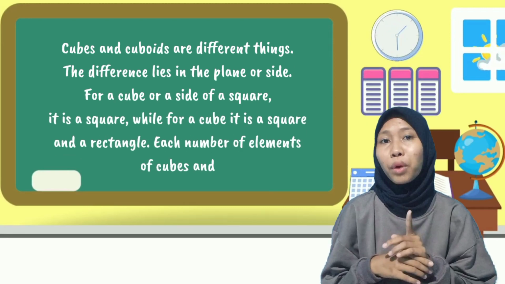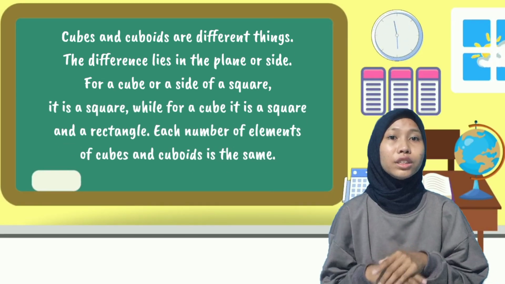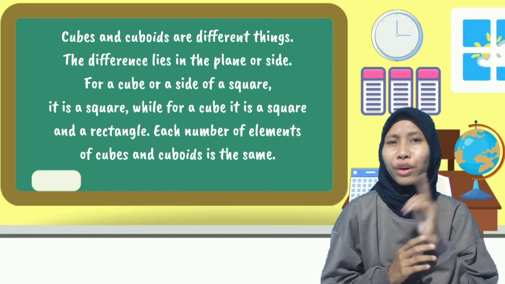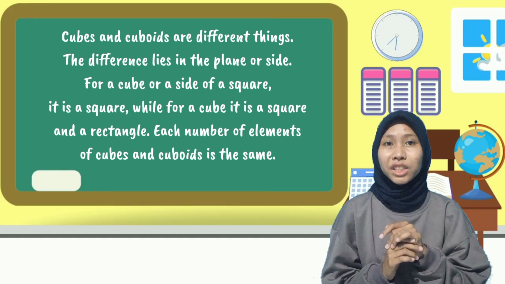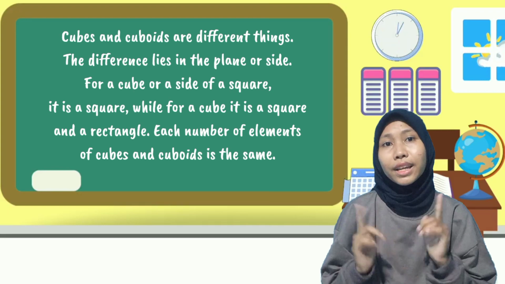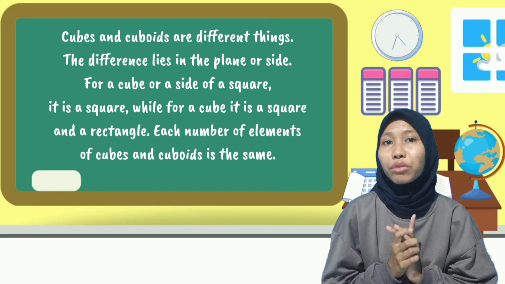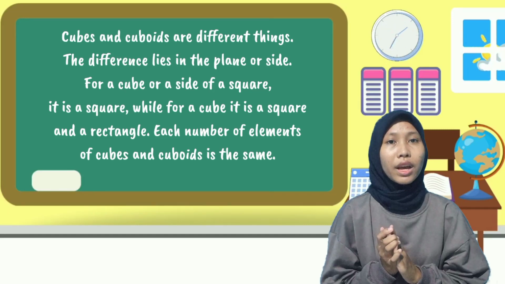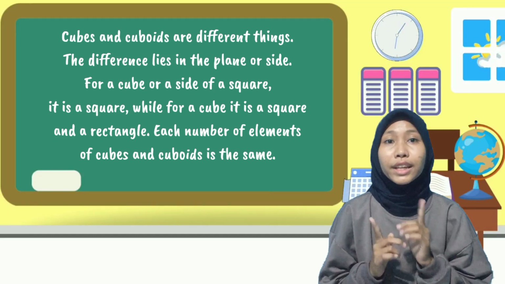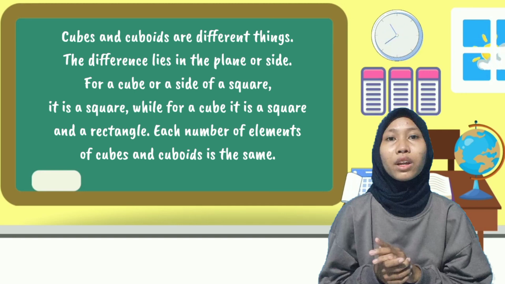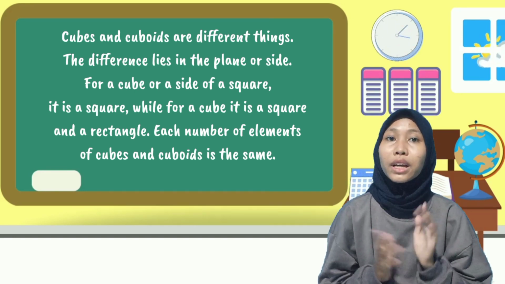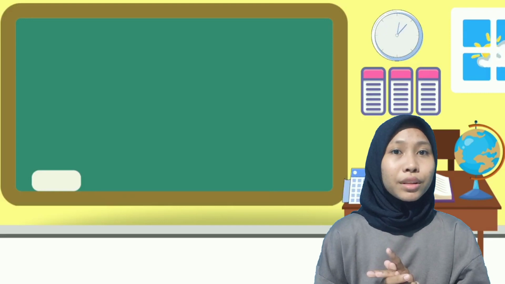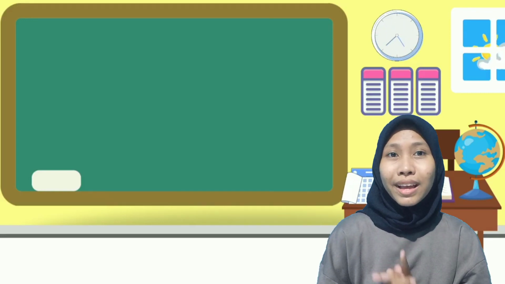But a cube and a cuboid are different things. The difference lies in the plane or side. For a cube, each side is a square, while for a cuboid, the sides are squares and rectangles. The number of elements of a cube and a cuboid is the same. Next, we will discuss the properties of the cube and cuboid.